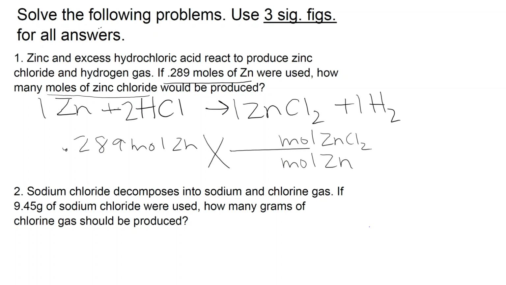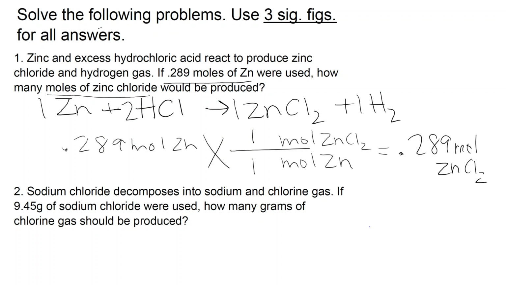Then we look at the coefficients and we plug those in. The coefficient in front of ZnCl2 is 1. The coefficient in front of Zn is also 1. Now we can do this math. 0.289 moles of zinc times 1 divided by 1 is 0.289 moles of ZnCl2.